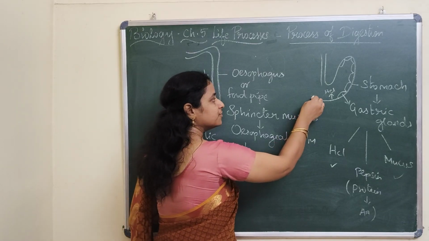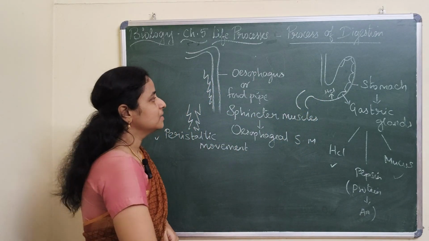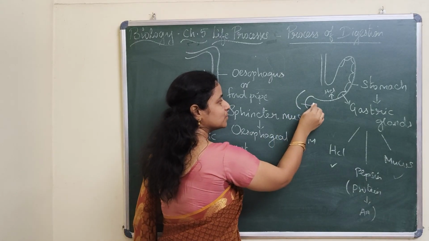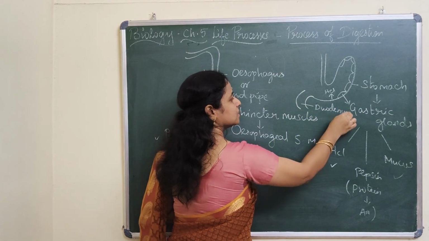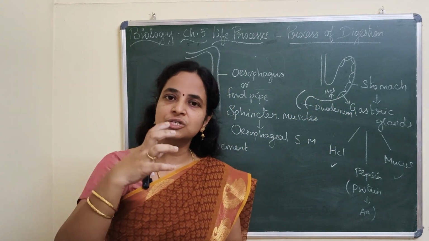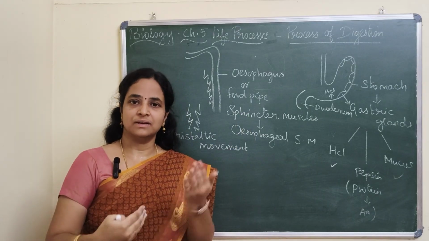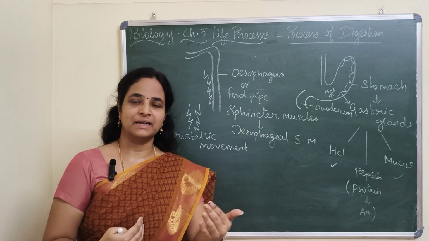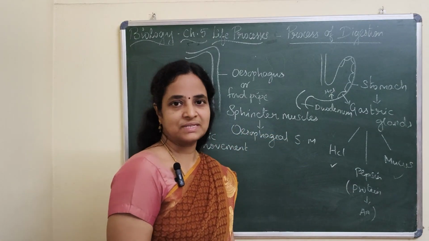Now the food from the stomach has to enter into the next part. This part, I told you, is called the duodenum. The duodenum is a place where it connects the secretion of the liver as well as the lipase from the pancreas, which enters the small intestine. Now I will tell you how the process takes place.